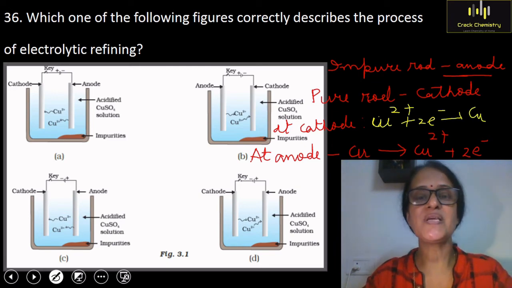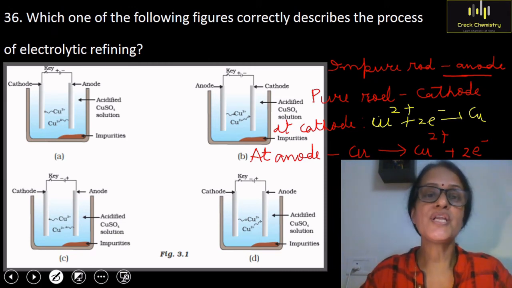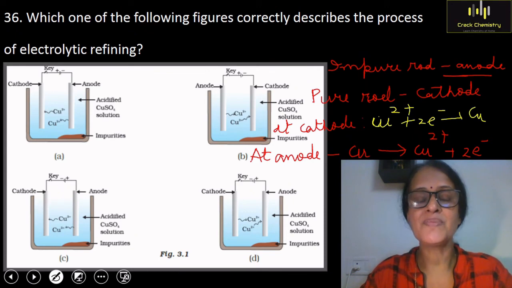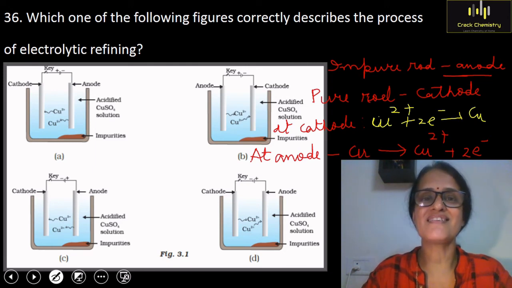So now you must be understanding that during the process of oxidation which is taking place at the anode, a continuous loss of copper atoms is taking place. Copper atoms from the impure copper rod will continuously pass into the solution, and at the same time an equivalent amount of copper will be deposited at the cathode. So it's quite clear that during this process the anode will become thinner and thinner and the cathode will become thicker and thicker. So this is the principle of electrorefining.